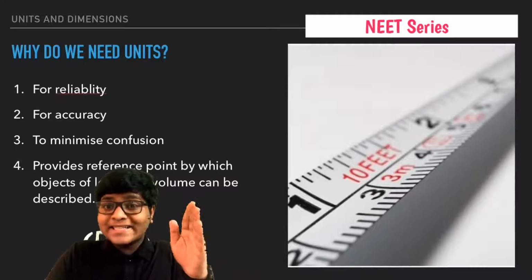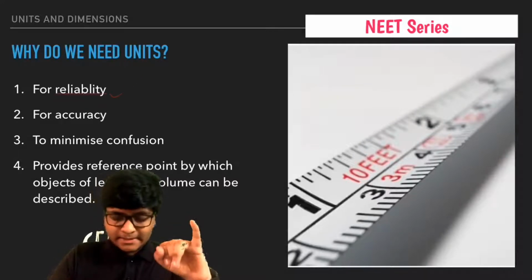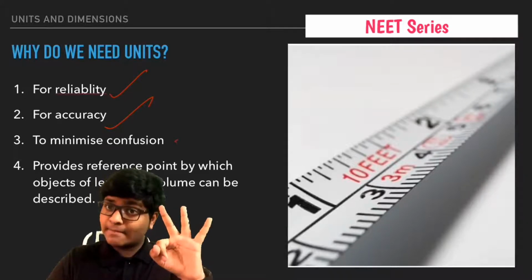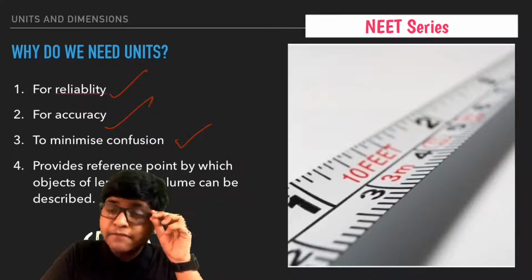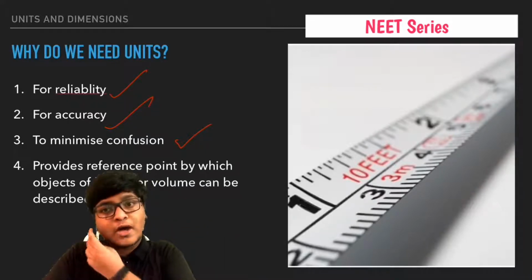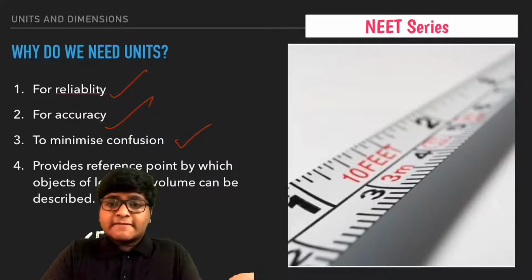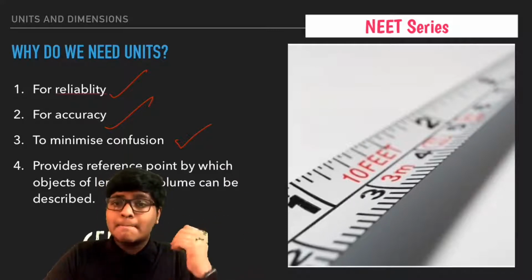So why do we need units? For reliability, accuracy, to minimize confusion. Why do we get confusion? For example, if you go to a market, you have gone to a vegetable store or a fruit store, and you have asked to give some 3 kg of melons or lemons or mangoes or apple.